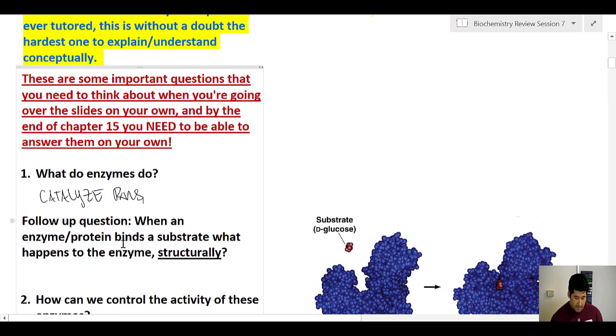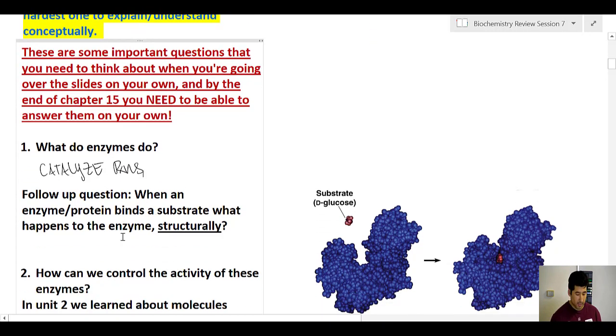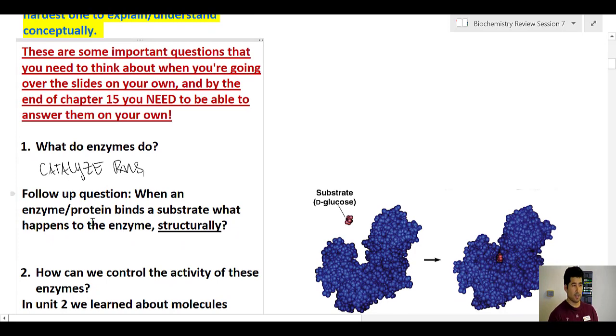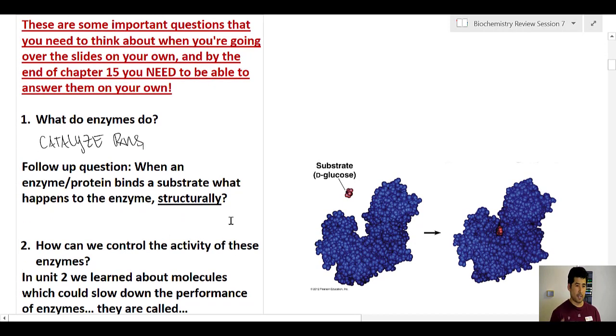So when an enzyme or a protein binds a substrate, what happens to the enzyme structurally? Do you guys remember talking about the induced fit model? So what happens to the whole protein when it binds a substrate? A conformational change. I want you guys to remember that key term. Conformational change.